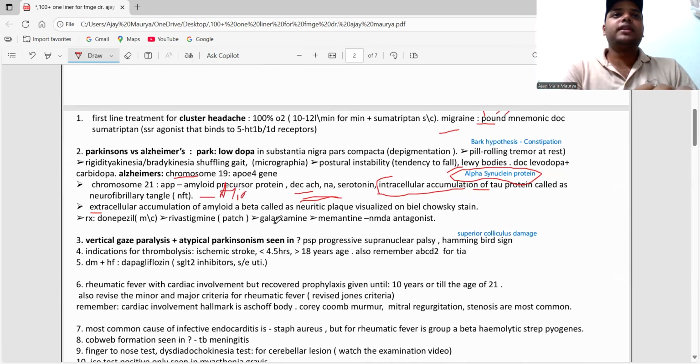Then the treatment: donepezil is the most commonly prescribed medication. Rivastigmine for the patch form, okay? Galantamine you can also use, and also use memantine. It is the NMDA antagonist. It is the drug which is used for treatment of what? It is Alzheimer's.